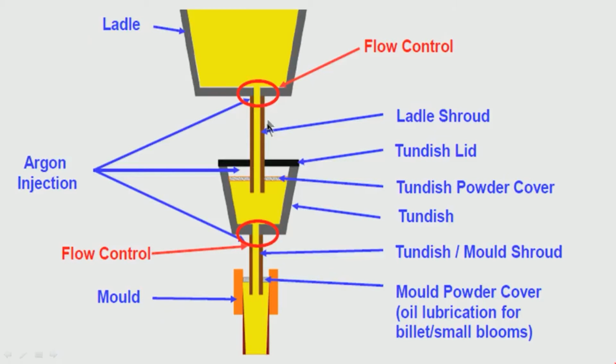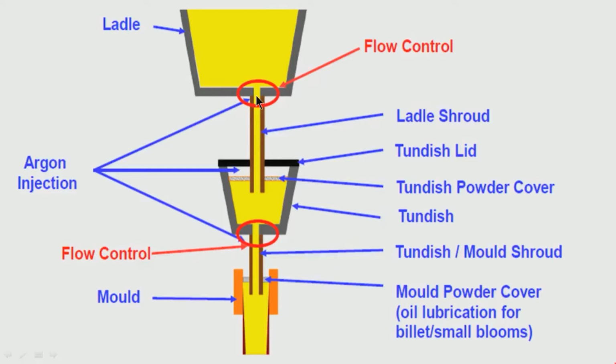So, first the refractory shroud as well as argon flow. How much argon will be flown? These issues I will be discussing. This will show to what extent argon has to be flown, to what extent oxygen reoxidation can be controlled, renitrogenation can be controlled.